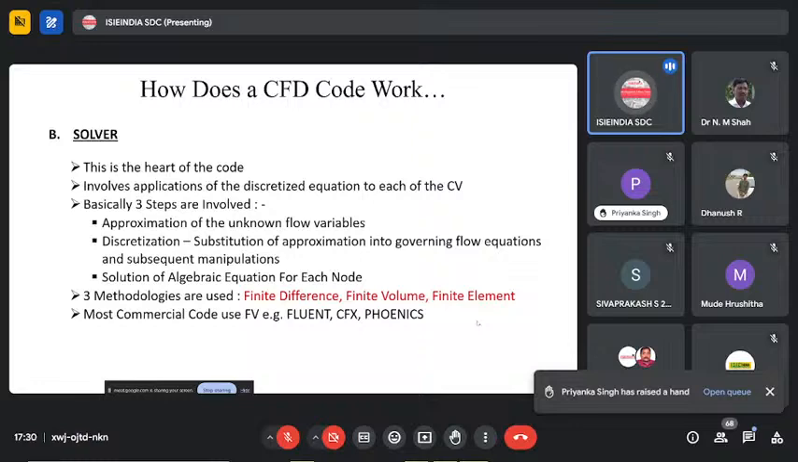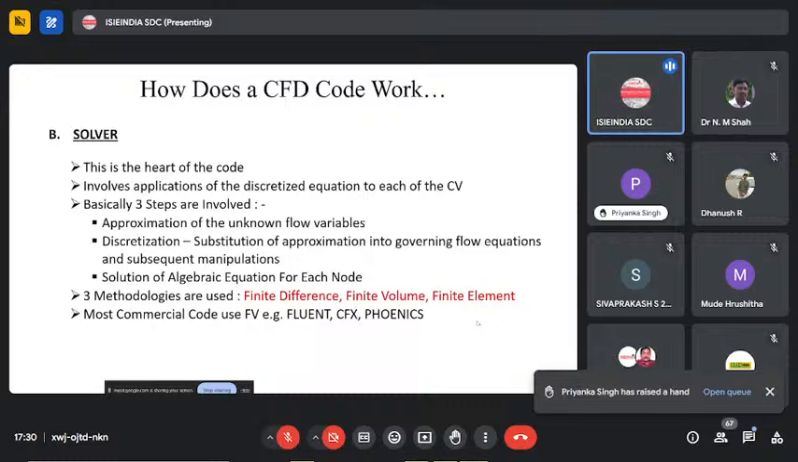In this step, the continuous governing equations are transformed into discrete algebraic equations. This is done by substituting the approximations into the governing equations and manipulating them accordingly. This step involves breaking down the fluid domain into a grid or mesh of small cells, or control volumes. After doing this, the solver finally uses a numerical method to solve the resulting algebraic equations at every node. This is typically done iteratively until a converged solution is found. A converged solution means that the changes between iterations become negligible, very small.